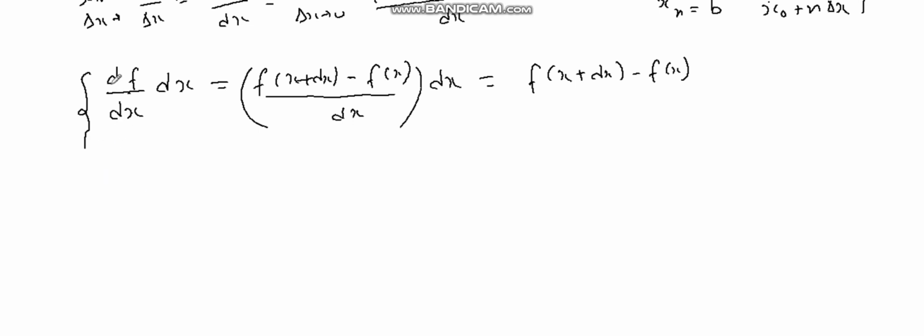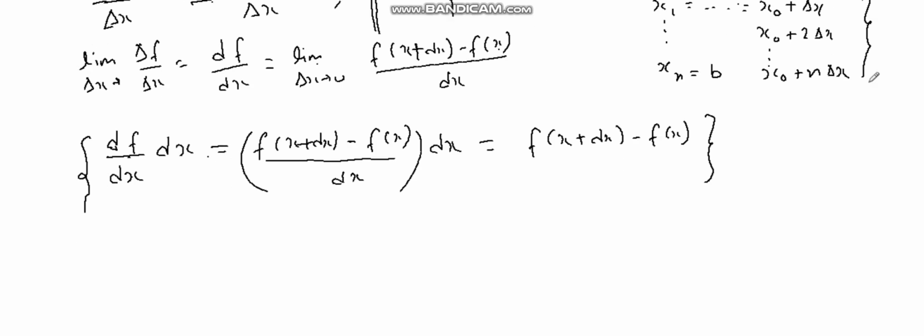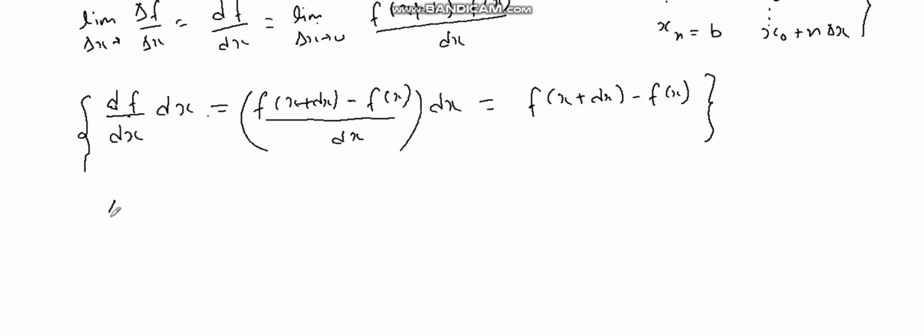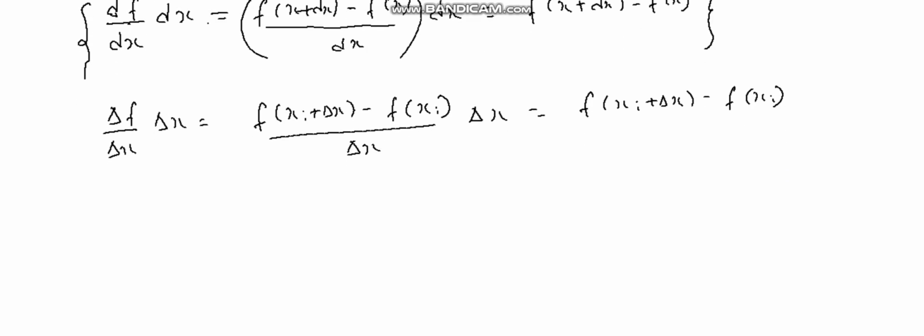So I wrote down this equation for the case when the limit is introduced, but if we have not introduced a limit yet, then how can we write the same equation? We can write this delta f as f of xi plus delta x minus f of xi, divided by delta x, times delta x, and that will give f of xi plus delta x minus f of xi. Now this is the term.